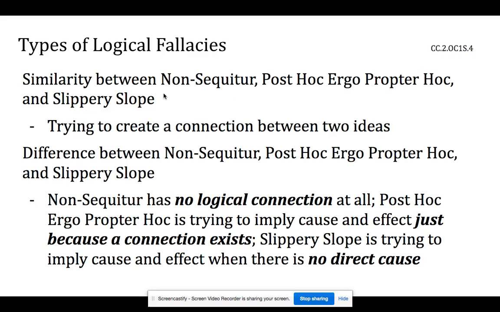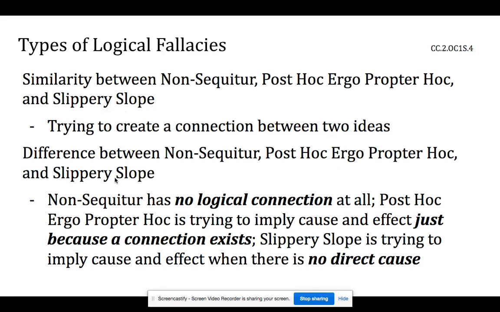So the similarity between non sequitur, post hoc ergo propter hoc, and slippery slope is that they're all trying to make some kind of connection between two ideas. For non sequitur, it was "I like Chinese food, I should get my nails done," or whatever it was. And then post hoc ergo propter hoc, like after this, therefore because of this, like the rooster and the sun coming up. And then slippery slope, it's like exaggerating those potential consequences. So it's trying to create a connection between consequences, a connection between two things that might have caused each other, and then a connection between two totally random things. So the similarities are all trying to create some kind of connection.